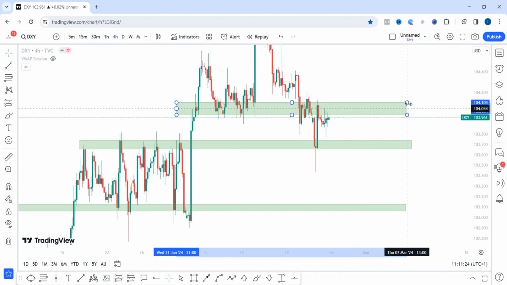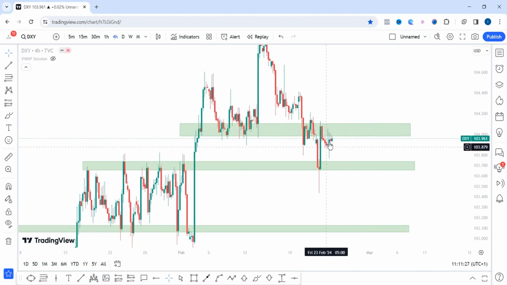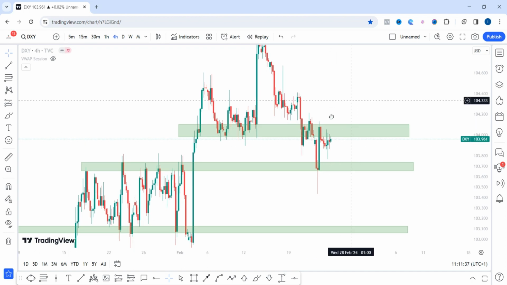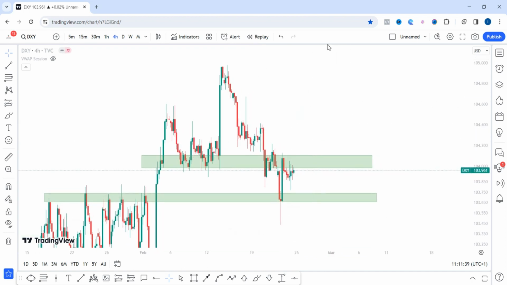Then for us to continue bullish, I'd like to see price take out this zone here, which is around 104.115. I'd like to see price take out that price area so that we can continue bullish. So this is my bullish and bearish scenario.